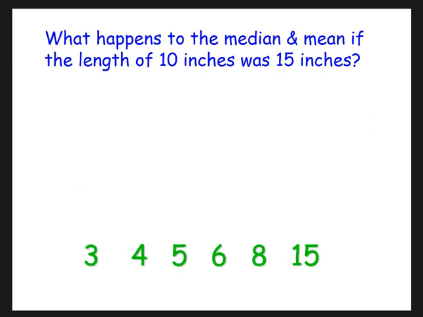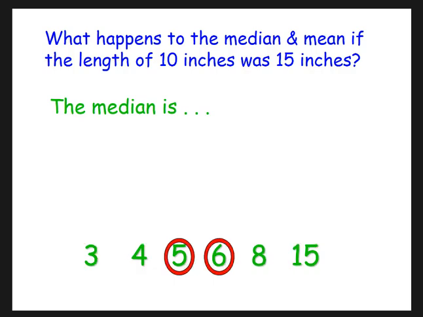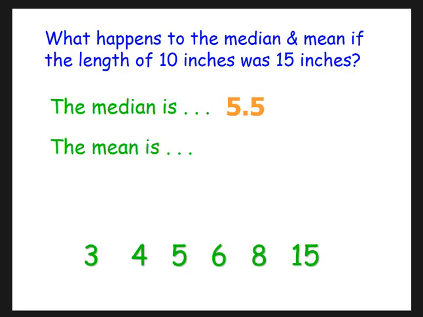So what happens to the median and mean if the 10 here, we change that to a 15? For the median, we still work our way in, and it is between the 5 and 6. It's still 5.5. The mean, however, is changed. This doesn't add up to 36 anymore. It adds up to 41. We divide and get 6.833. The mean has changed.